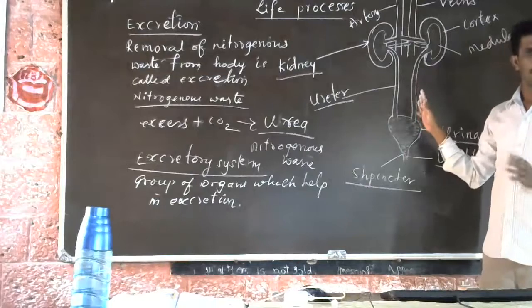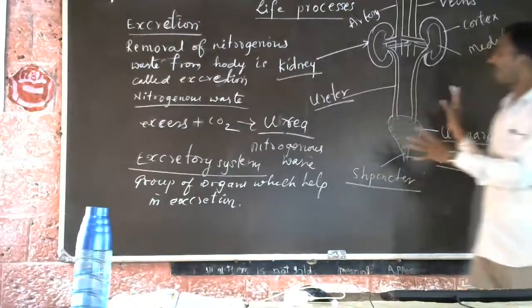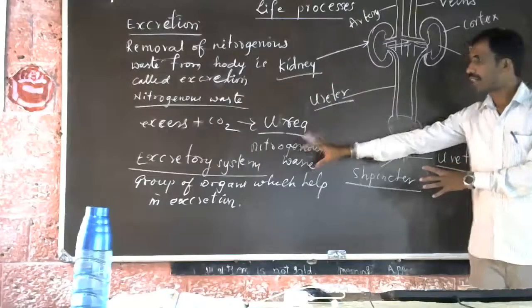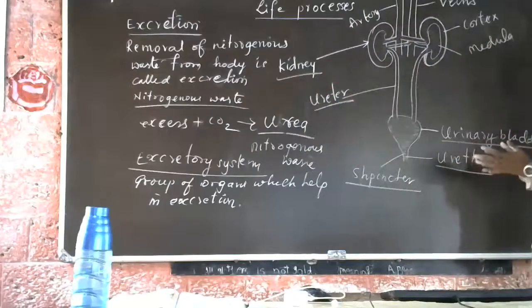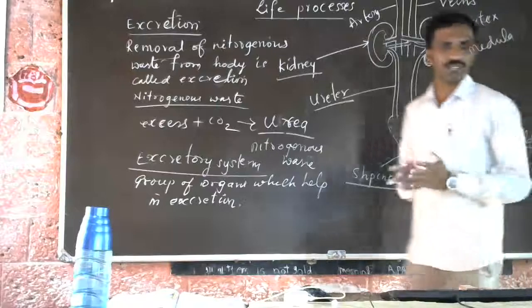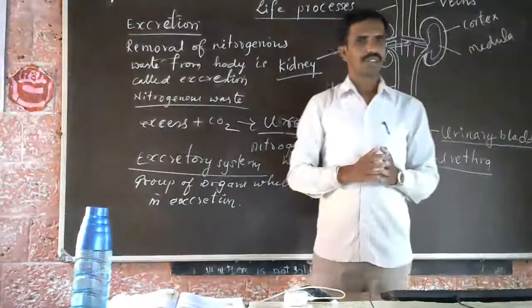I hope you got an idea of what nitrogenous waste is, what the excretory system is, and what the different parts of the excretory system are. In the next part of the video we are going to learn about the formation of urine. Understood?